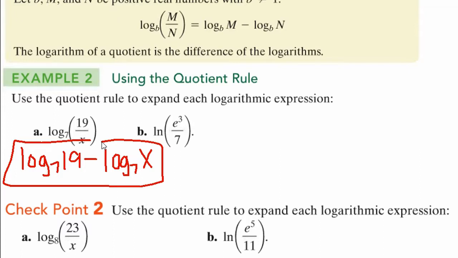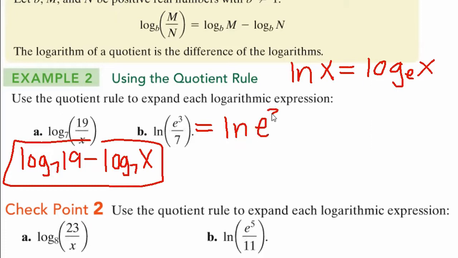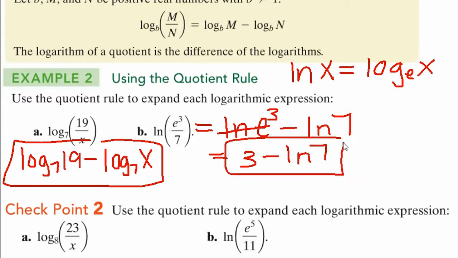On B, remember that ln is log base e. So it's natural log. This becomes ln of e cubed minus ln of 7. It's always the top minus the bottom. Since natural log and e are inverse operations, they cancel, leaving you with 3 minus ln of 7. So go ahead and hit pause, try the next two, and hit play when you're ready to check your answers.